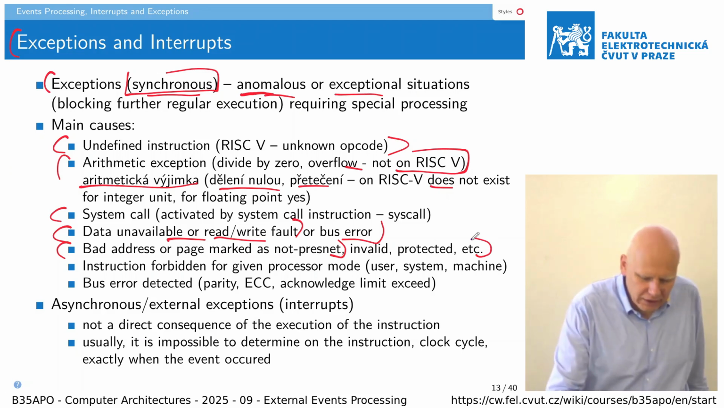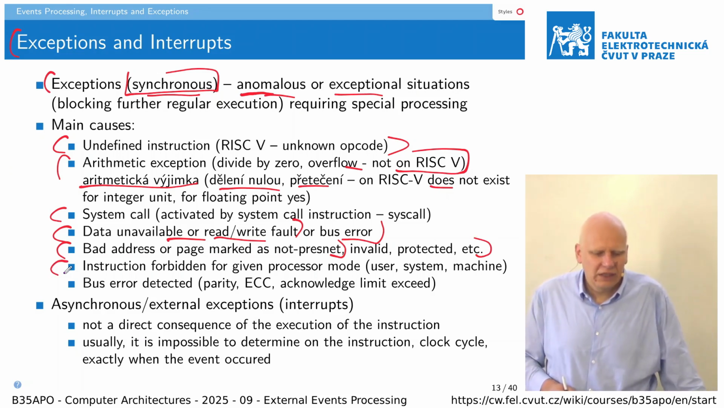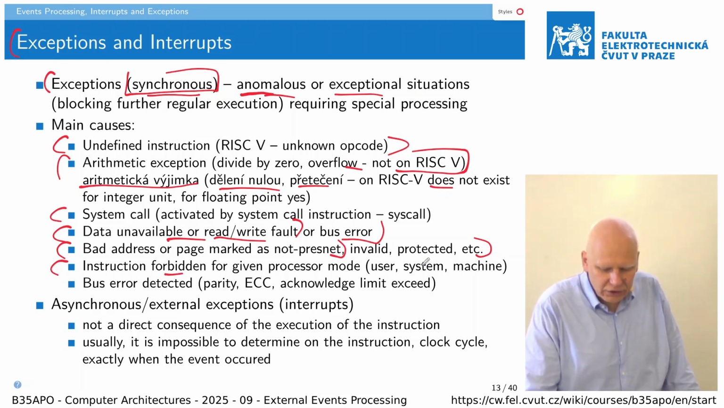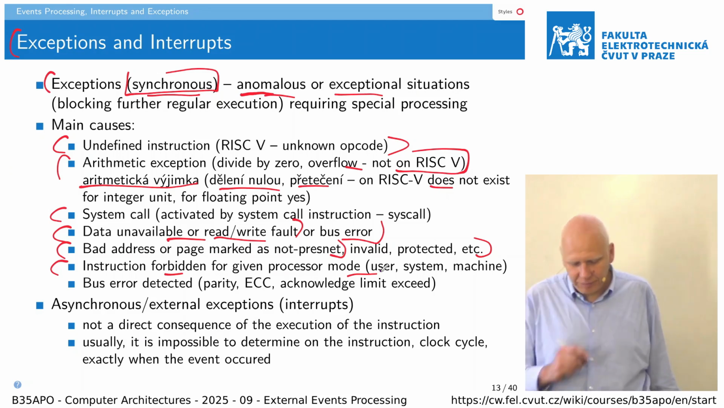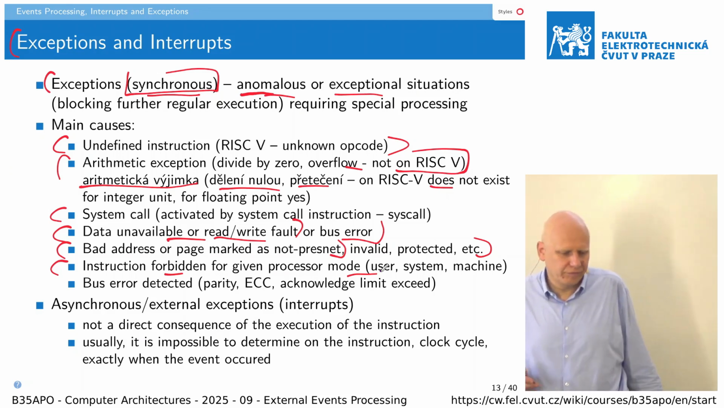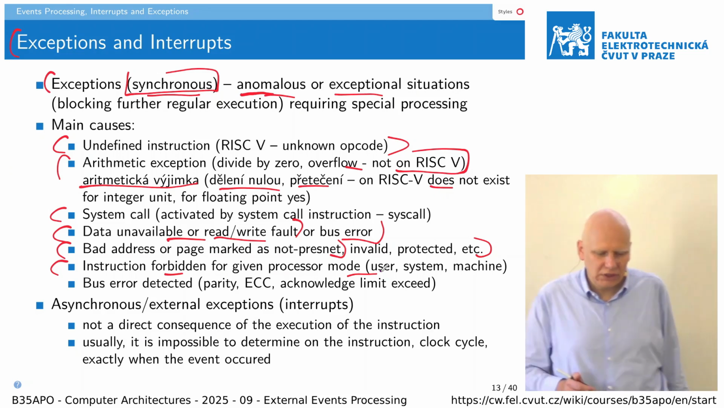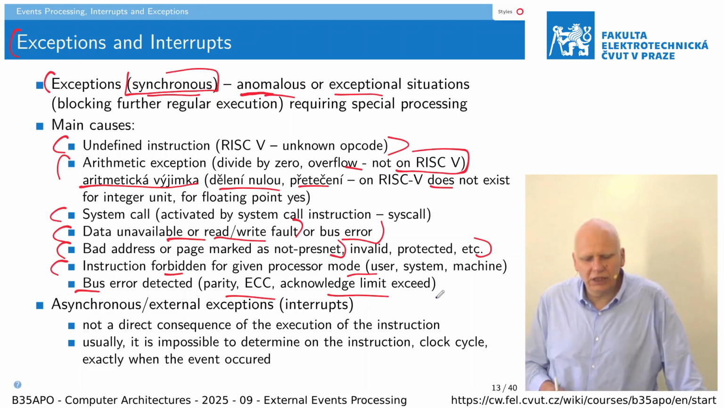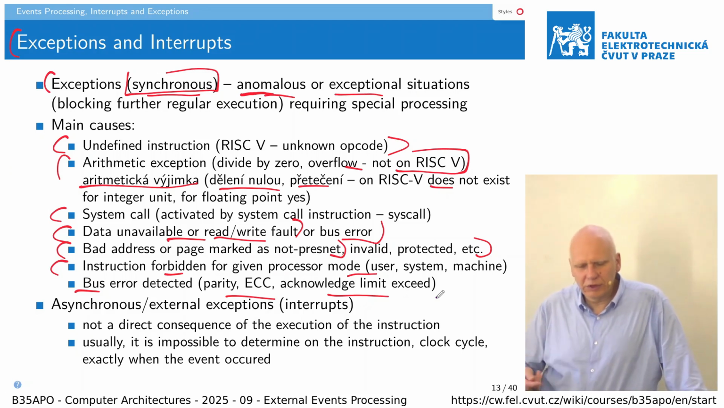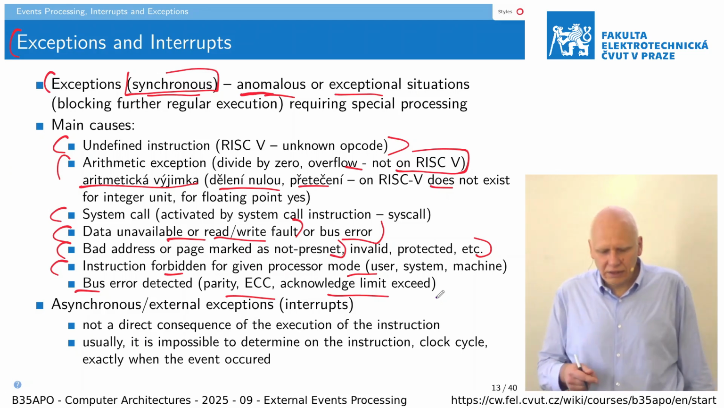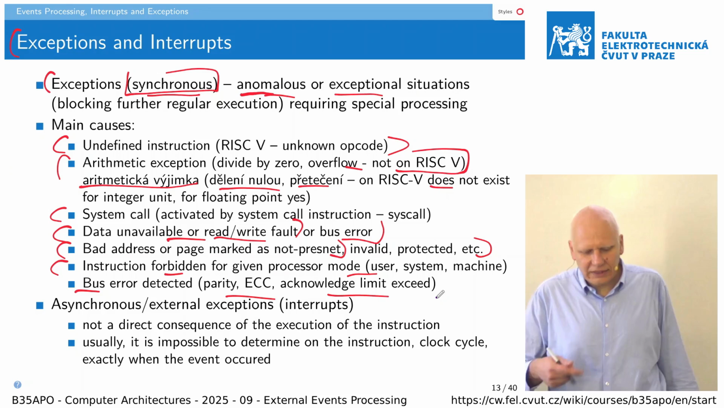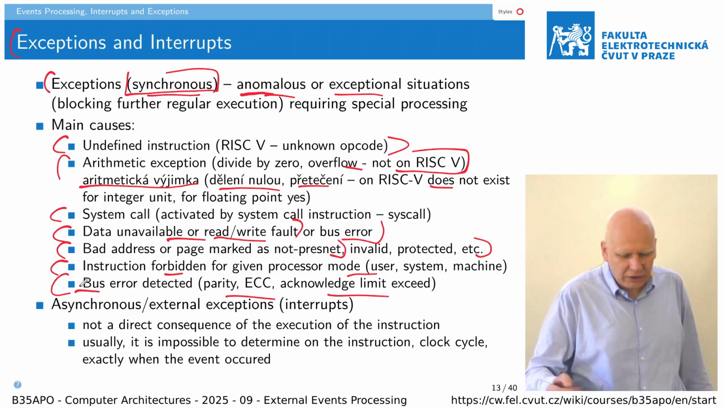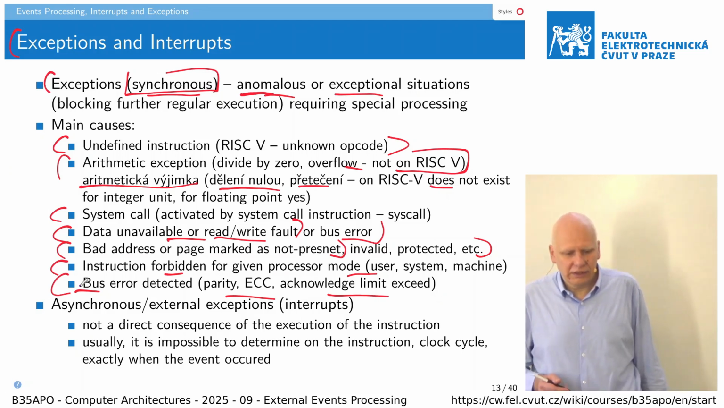Then there can be a case where some instructions are forbidden for the user mode and so on. So those are the specific permission related exceptions, bus errors, parity error, error in acknowledge limit. So basically there are multiple attempts to read some data from a bus, and if it fails multiple times, then the attempts are stopped and the processor receives the exception.